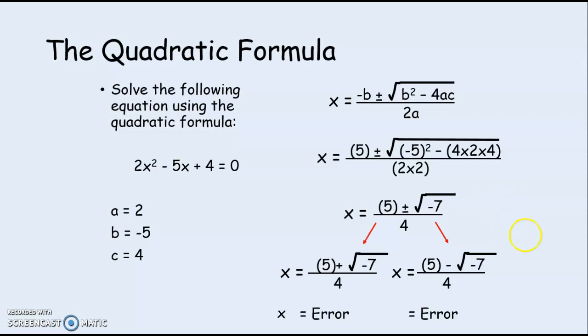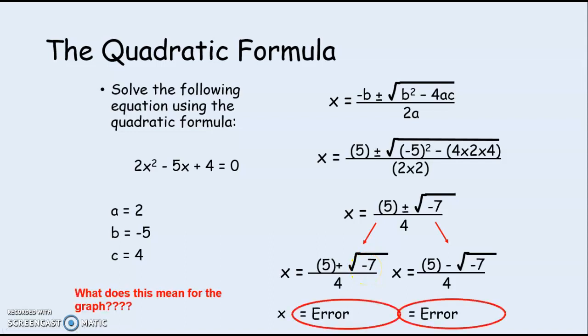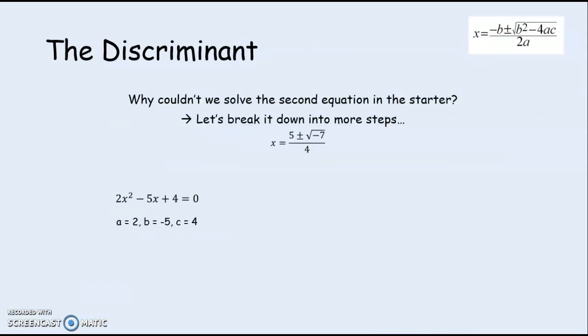Well, if you notice, it's that square root. This square root is very important. Now I have a negative value and I can't square root the negative. So, what does this mean for the graph? Now that is the question. So this is called the discriminant, okay? So the b squared minus 4ac underneath that square root is our discriminant.